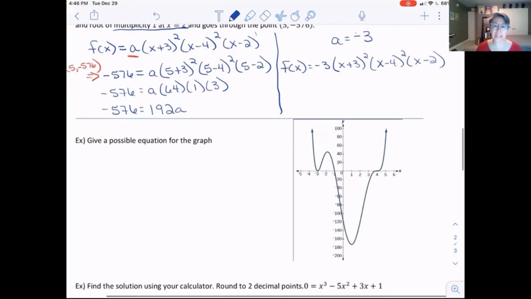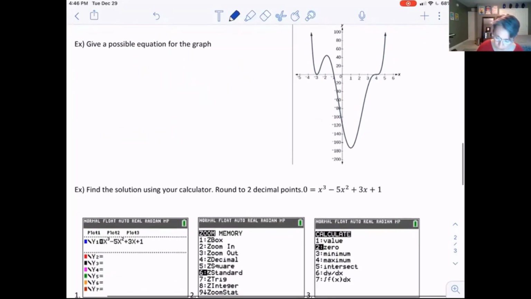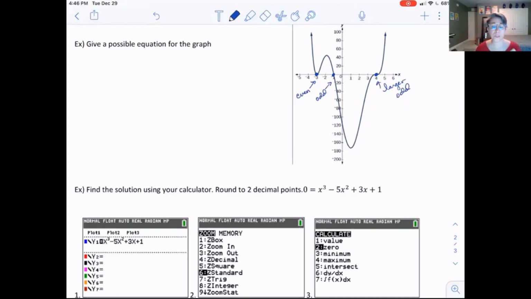We can do the exact same thing if they give us a graph. We need to know the zeros. We need to know their multiplicities. We know this one is even. We know that this one is odd. And odds are this one is going to be a larger odd. And again, how do we know that? We know it has an even multiplicity because it's bouncing off the graph. And it's an odd multiplicity because it's going through the graph.